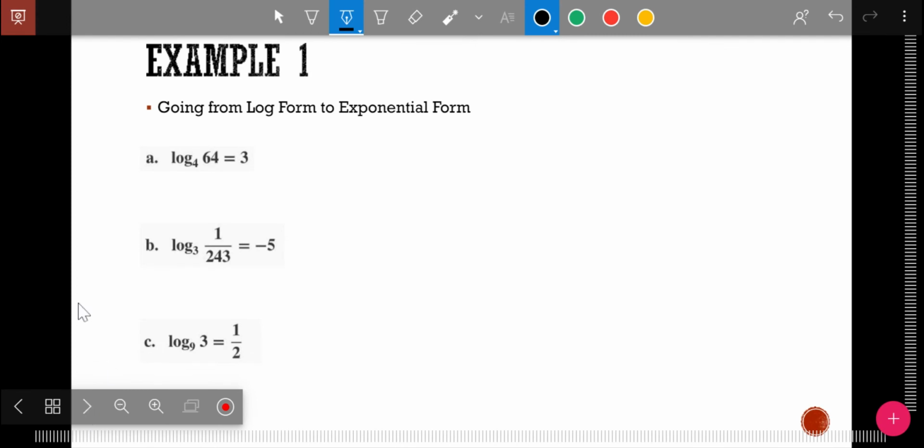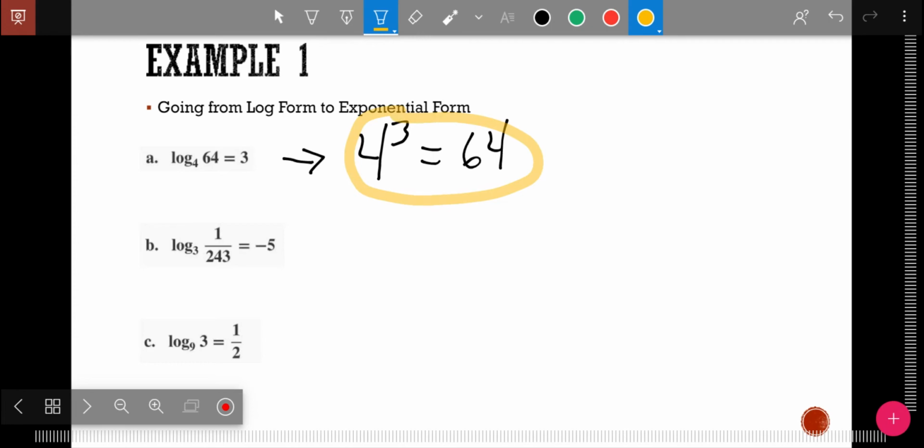And so A here, log base 4 of 64 is 3. I want to go from log form. It is in log form right now to exponential form. And so right now it is log base 4. So the base is 4. And so I'm just going to rewrite this with base 4. Remember, my answer is my exponent. And so it's 4 to the power of 3 is 64. And I'm done. That's all I'm doing is rewriting it in exponential form.